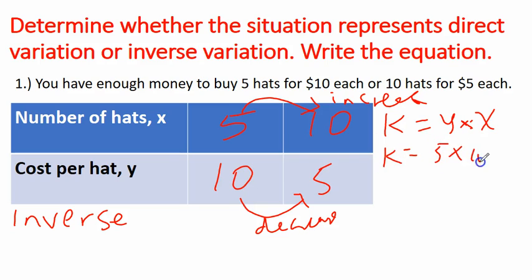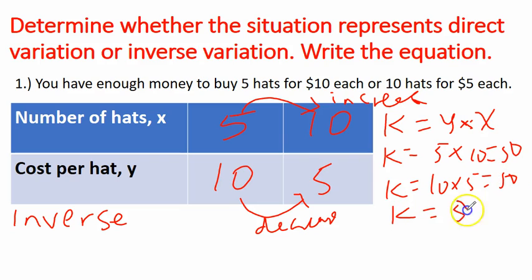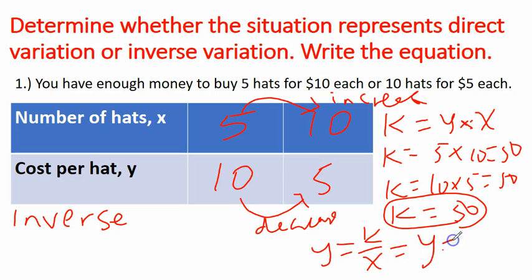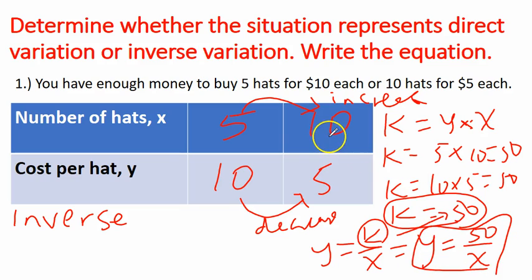So for the constant, multiply x and y: 5 times 10, we get 50. If we multiply 10 times 5, we get 50 also. So the constant is 50. So they go in different directions and they have a constant, so we know for sure it is inverse. And the equation is going to be y equals k over x, which is going to be y equals, we know the k, which is 50 right here, substitute that for k, so 50 over x, and that's the equation they want us to write.